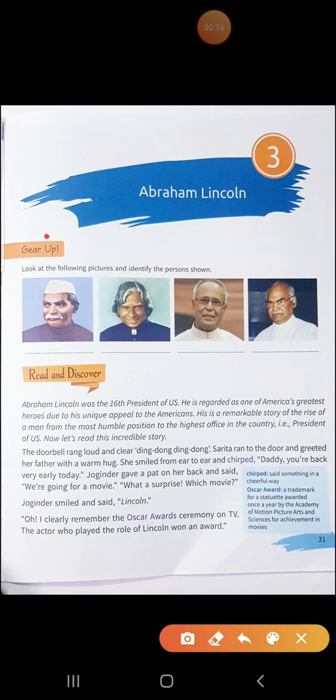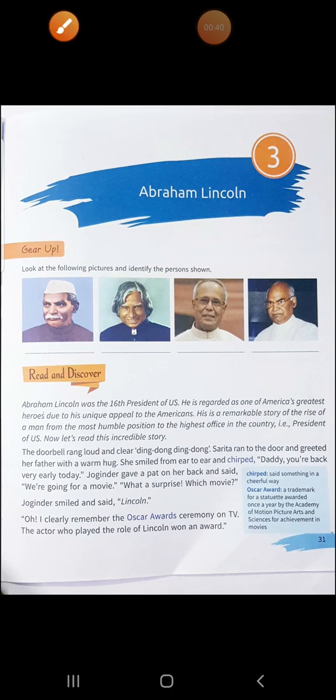If you see this first image, can you identify him? I hope many can. He is Dr. Rajendra Prasad, our first president of India. After independence, he was the first president of our nation. He served the nation from 1950 till 1962.